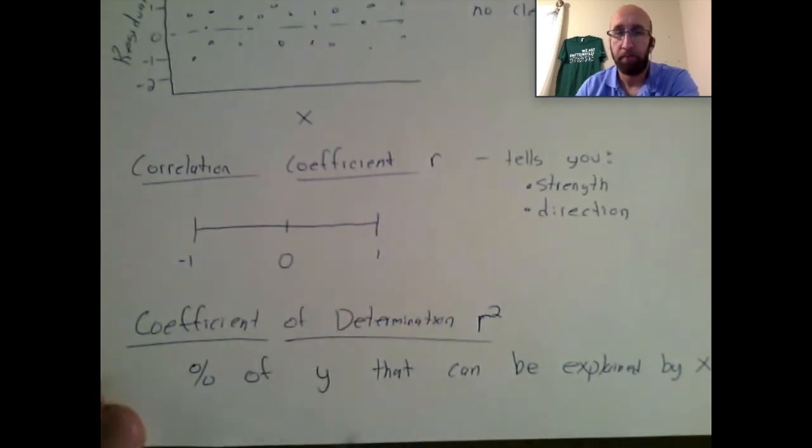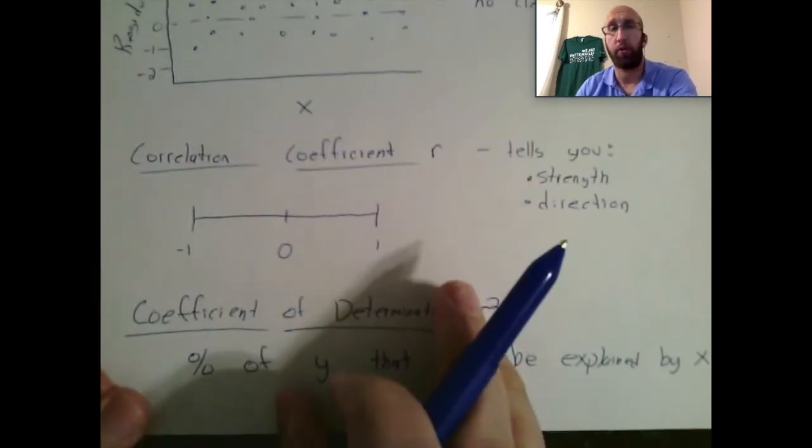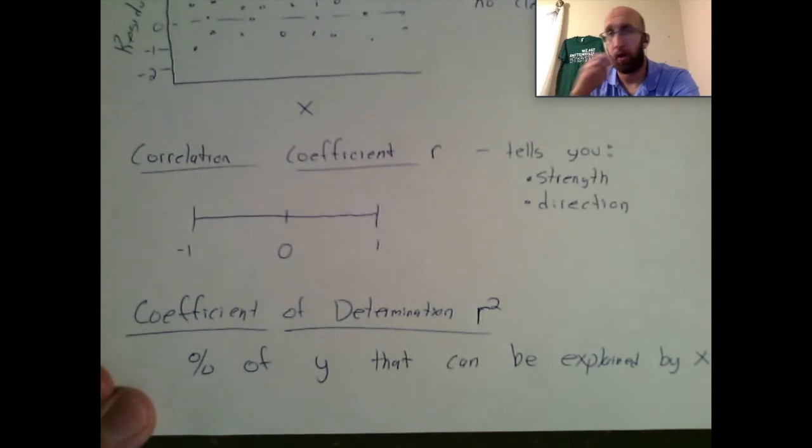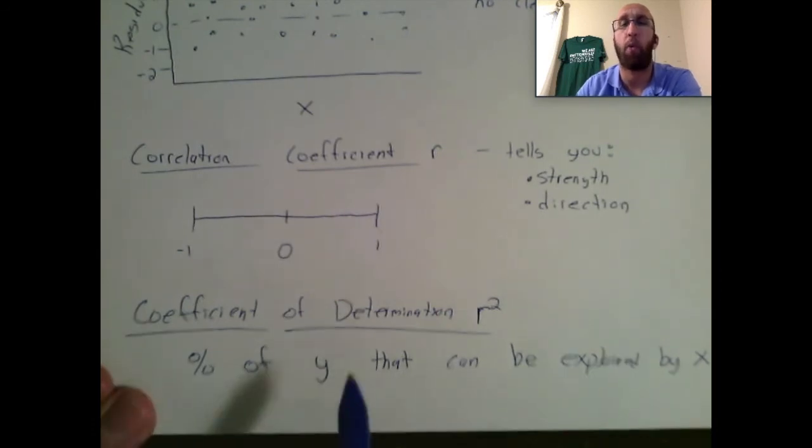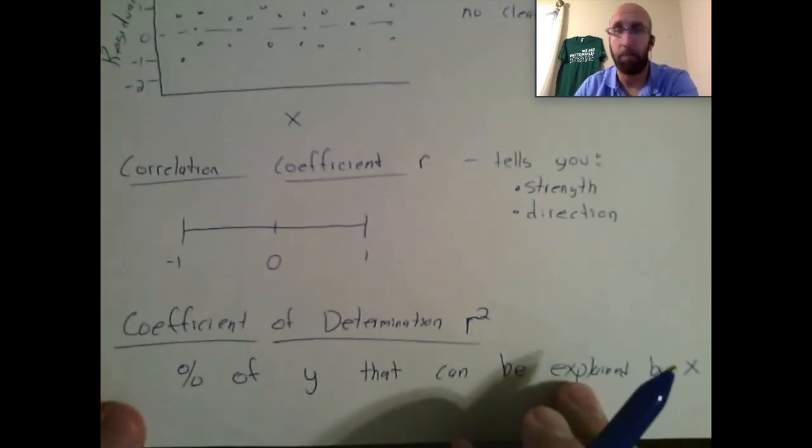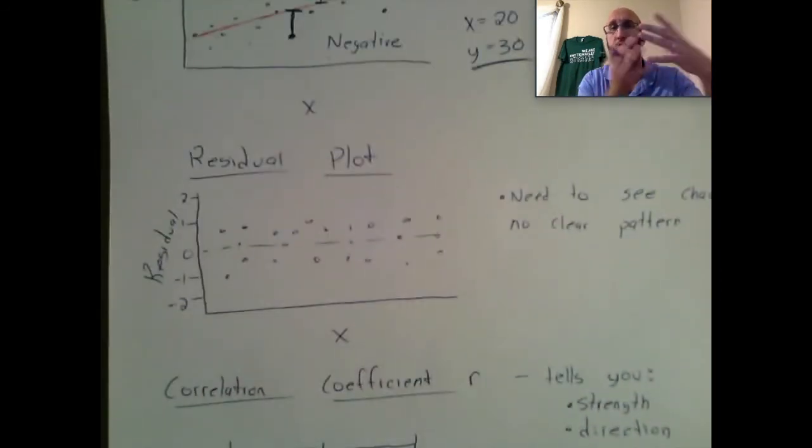So the coefficient of determination, what it's going to do, it's going to talk about that relationship between x and y. You know, how good is this relationship between x and y? So it's going to talk about the percent of y that can be explained by x. So how much is the change in y accounted for by whatever is happening with x? Does x really affect y that much? Because that is what we're trying to figure out here in our studies.